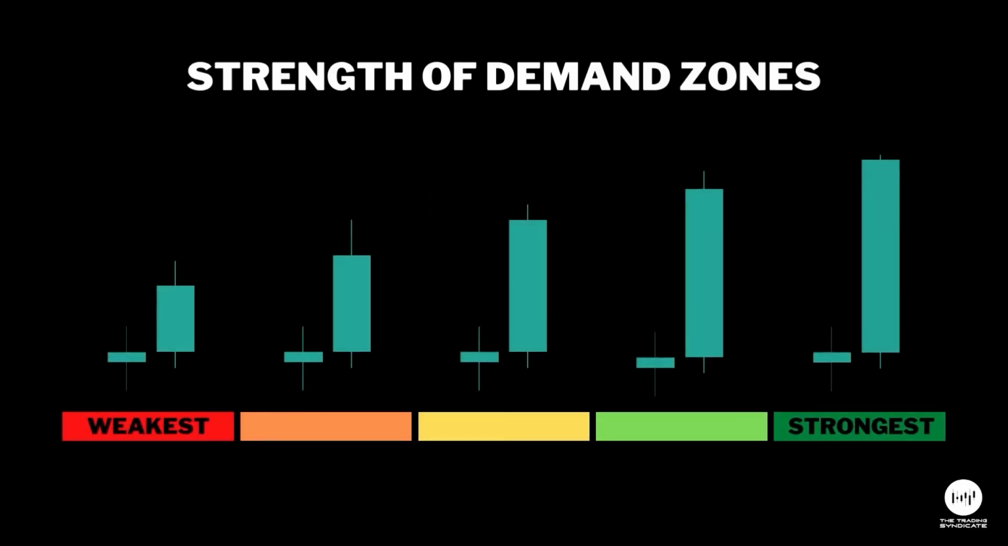Here is a quick diagram depicting the strengths of zones depending on the size of the second green candle in the formation. As you can see, the larger the candlestick's body, the stronger that zone is likely to be in terms of a price bounce off of that level. Let's compare some demand zones based on their strengths.